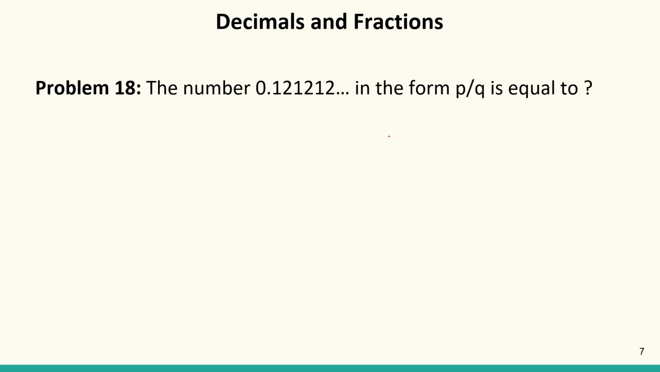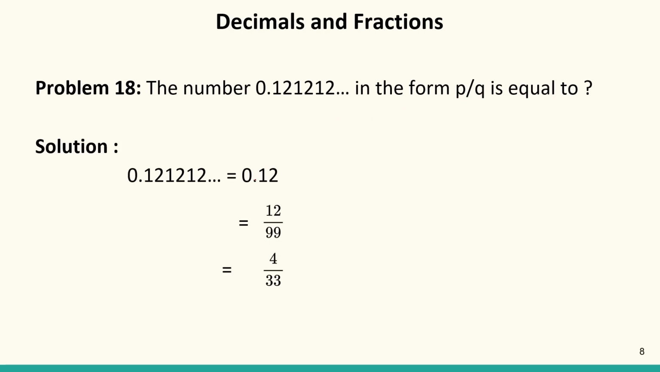So let's jump into problem number 18. Problem number 18 asks us: 0.121212 in the form of p by q is equal to what? So 0.121212, we can write this as 0.12 bar. And I have told you in the previous lecture, whenever we have a repeating pattern after the decimal point, how we can show this in fraction form.